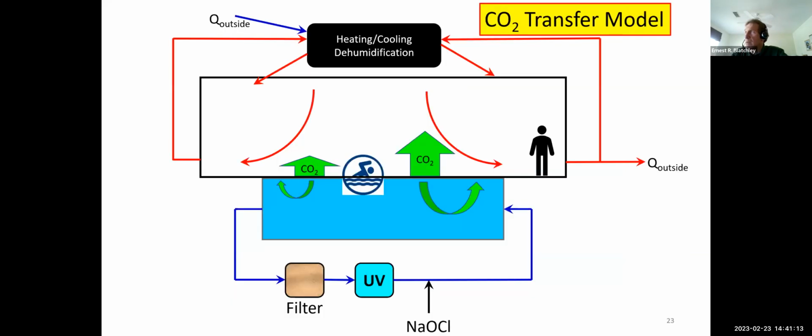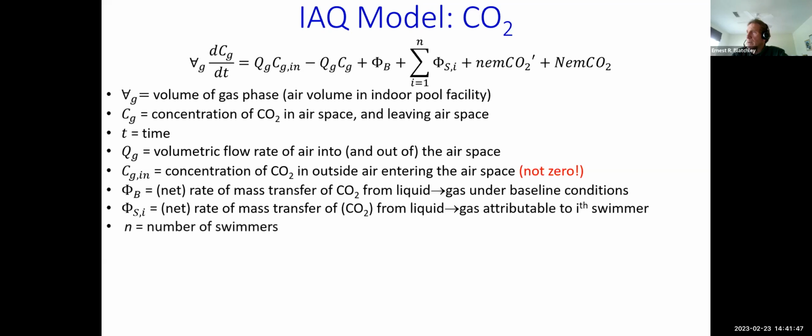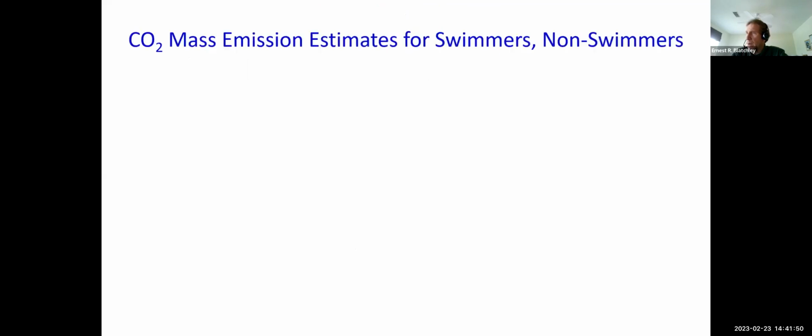So in the model that we developed to account for carbon dioxide dynamics, we accounted for the same things that we accounted for in the trichloramine model, but we added terms to account for the emission of carbon dioxide by the swimmers just through respiration, and a similar term to describe the emission of carbon dioxide by the non-swimmers in the facility, because they contribute significantly to the amount of CO2 that's present in the system. Okay, again, in the interest of sanity, I'm going to move through this relatively quickly, but I'm happy to come back to it if there are questions.